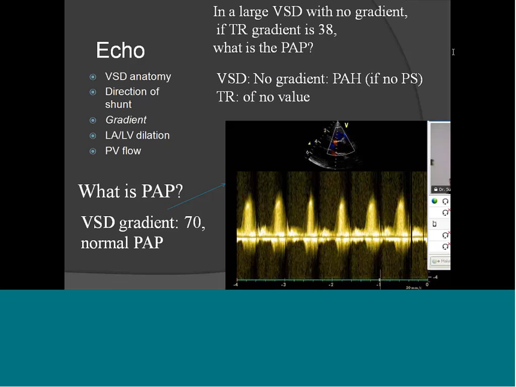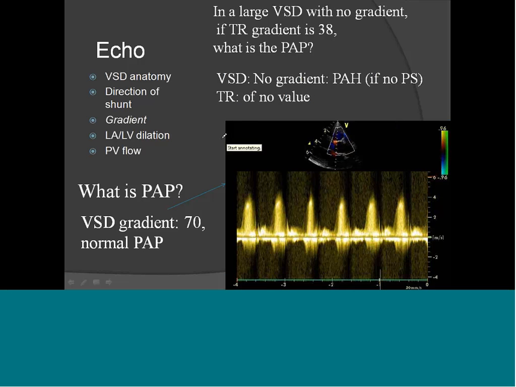Remember, in a large VSD, if there's no gradient across the VSD, this means LV pressure is transmitted to RV pressure. So RV pressure is systemic. If there is no pulmonary stenosis, RV pressure is transmitted to PA, and PA pressure is systemic. Therefore, PR is of no value in a large VSD. And I put this point in because I see a lot of reports saying large VSD with no gradient, PR gradient 38, normal PA pressure, or half systemic PA pressure. Remember, physiologically, it's not possible.